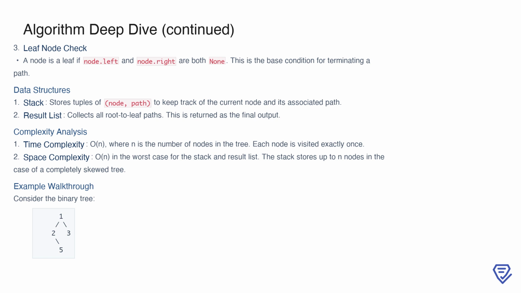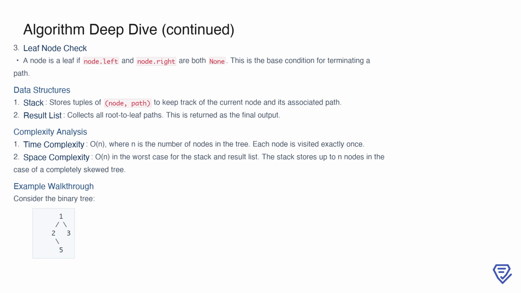Using a stack allows us to simulate the recursive DFS process iteratively, which is useful for avoiding stack overflow issues in case of deep recursion. By storing the path as we go, we eliminate the need to reconstruct paths during backtracking, making the approach more efficient. The order in which children are pushed onto the stack also matters.